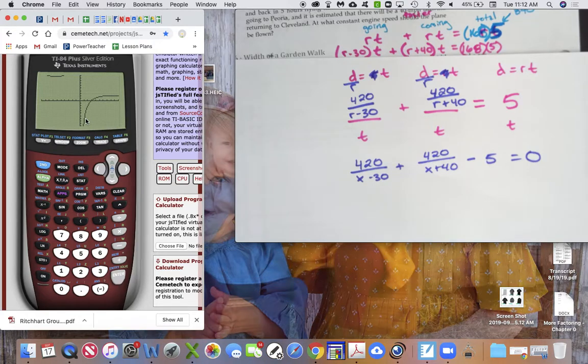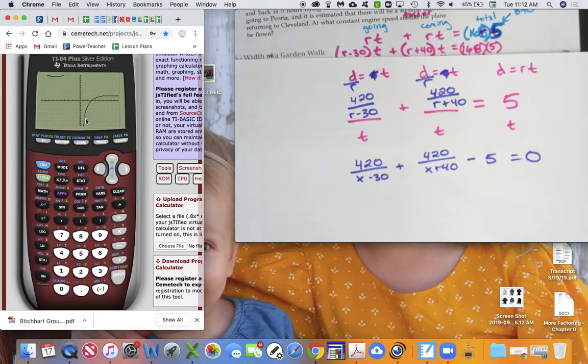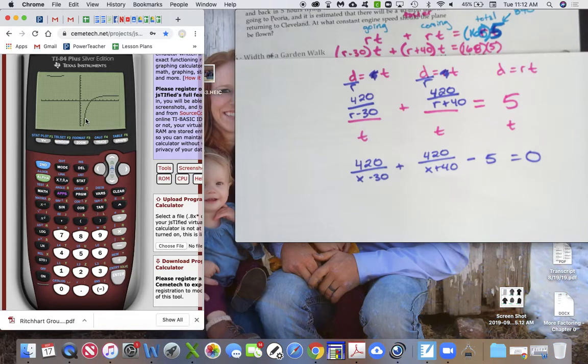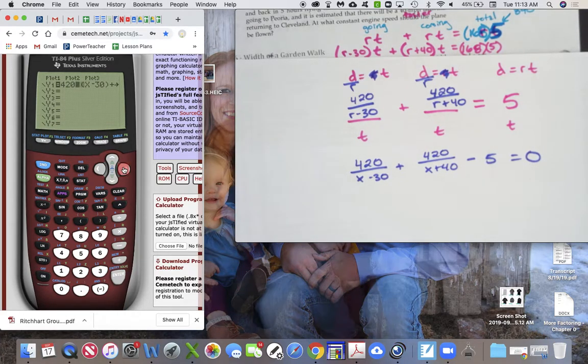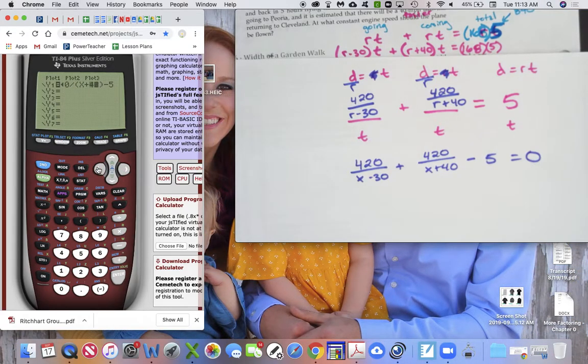If you look at my graph. What's your equation? Y equals 420 divided by x minus 30 plus 420 x plus 40 minus 5.